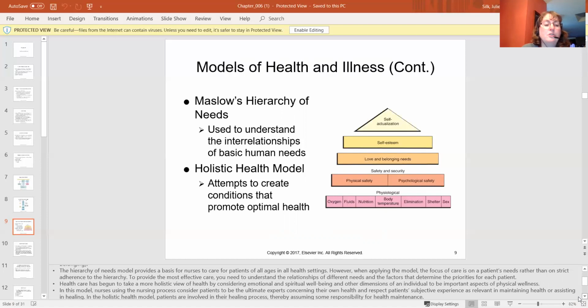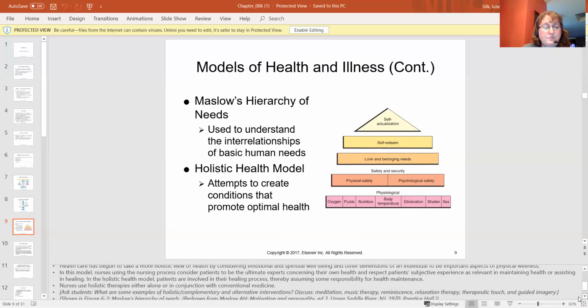In this model, nurses using the nursing process consider patients to be the ultimate experts concerning their own health and respect the patient's subjective experience as relevant in maintaining health or assisting in healing. In the holistic health model, patients are involved in the healing process, thereby assuming some responsibility for their health maintenance. Nurses use holistic therapies either alone or in conjunction with conventional medicine.